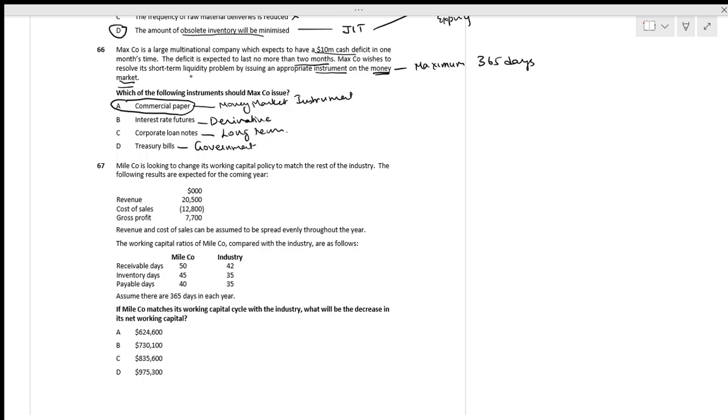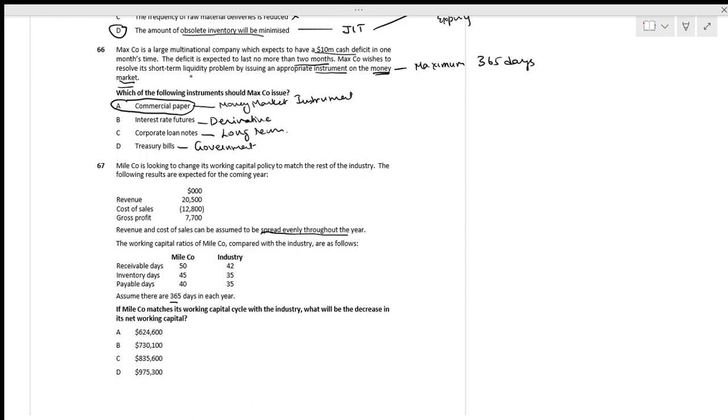Revenue, cost of sales, and gross profit are given. Revenue and cost of sales are assumed to be spread evenly throughout the year. The working capital ratios for the industry are 50, 42 and so on. Now, how many days are there? If Millie company matches its working capital cycle with the industry, what will be the decrease in the net working capital?